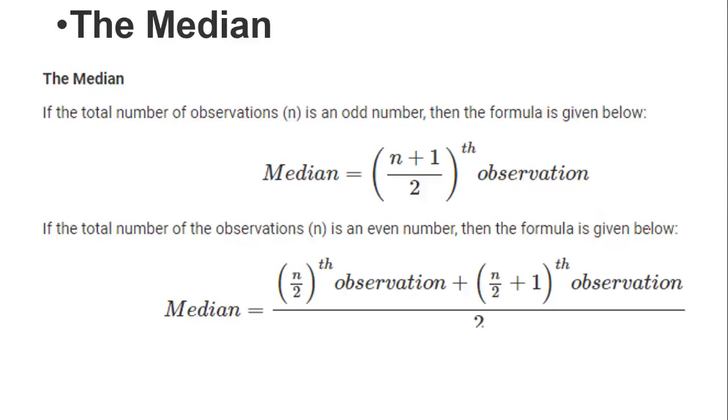Let us move to the median. The median is the middle value of the observations. In order for us to calculate the median, we take the (n+1)/2th value for odd numbers of observations. For those that are even, we take the two middle values, and then we are able to get the median.